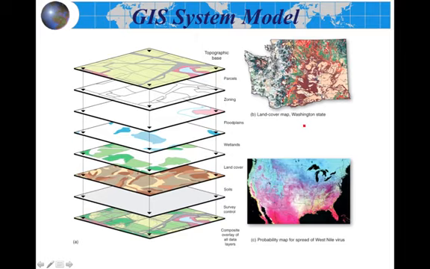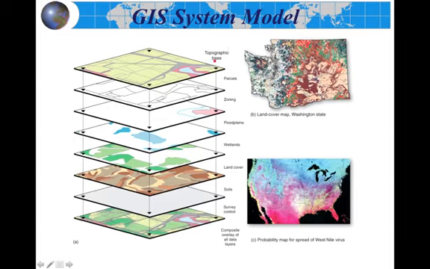We're looking at the probability for spread of West Nile virus down here, and so you can load data up to get that. This is a land cover map of Washington. Now, how do we get this? Well, all these different layers. I go get just the general, what we call the topographic base, just a flat generic map of Washington.